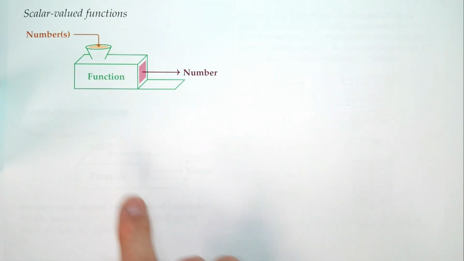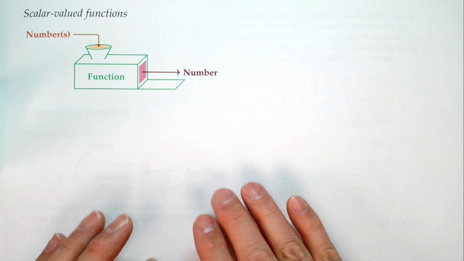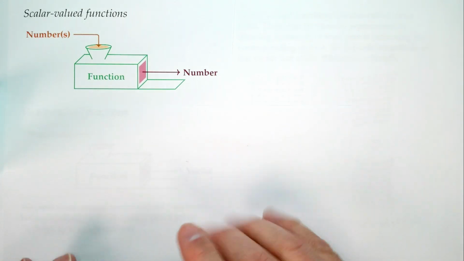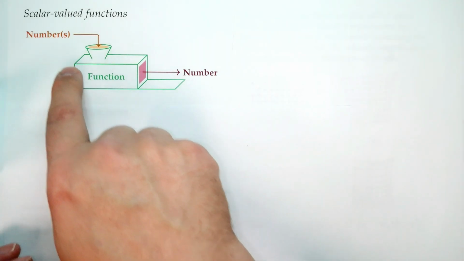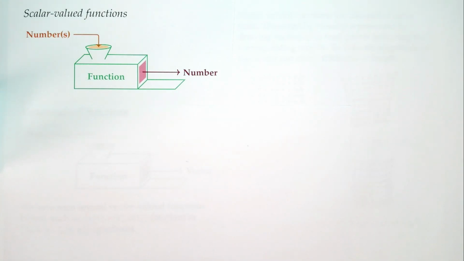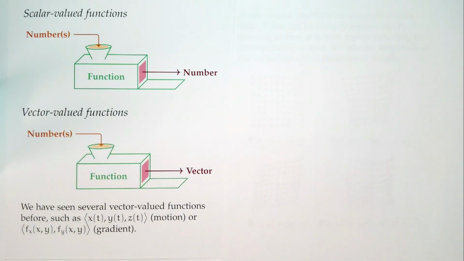So for instance, when we talk about surfaces, z equals f of x comma y. You put in two pairs of numbers, out comes a single value. But there's another type of function which is going to be very important, which are the vector-valued functions. And these are the functions where the output is a single vector. Now we've already seen examples of vector-valued functions before.